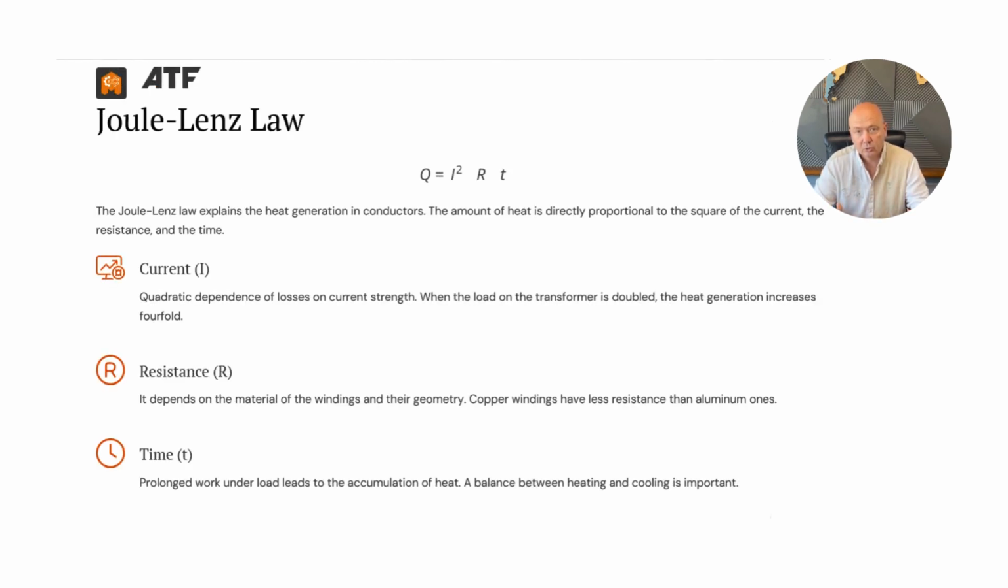This follows the Joule-Lenz law. Heat increases in proportion to the square of the current, the resistance of the conductor, and the duration of current flow. So, a transformer is a device that inevitably loses part of its energy as heat. If this heat isn't removed, insulation ages faster, metal components deform, and the entire system may fail.